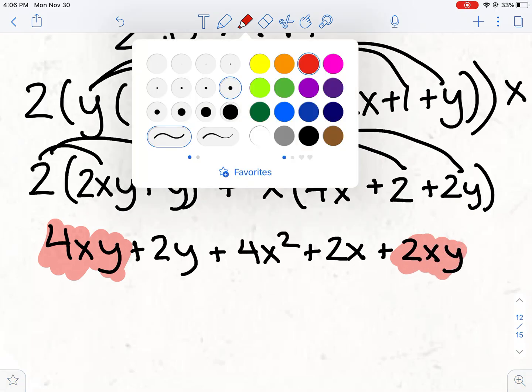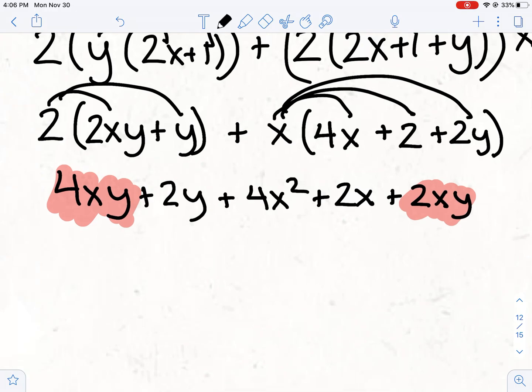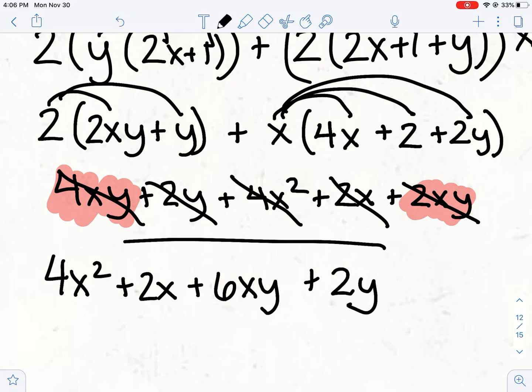Those are both xy's, and then everything else is its own thing. So I'm going to have 4x squared plus 2x. 2xy plus 4xy is 6xy plus 2y.